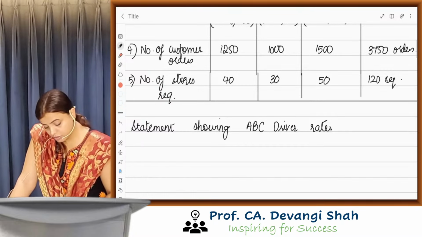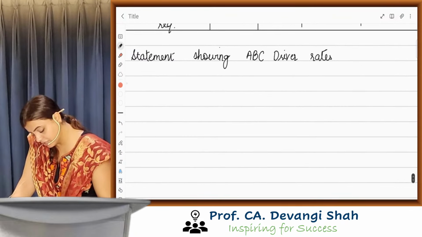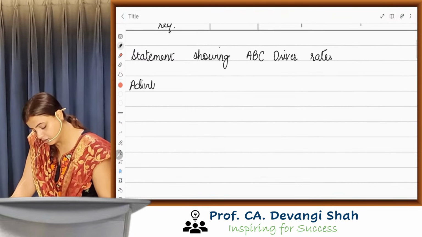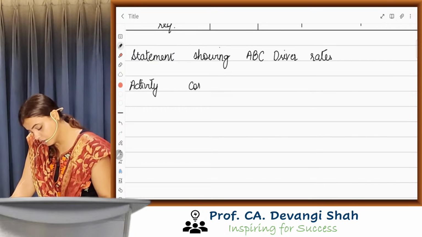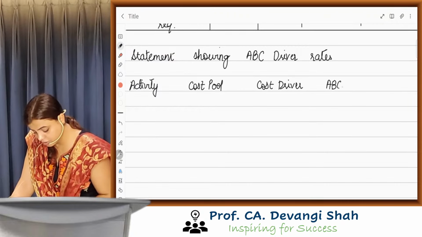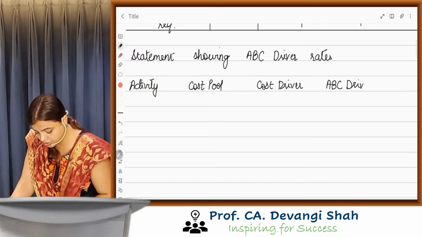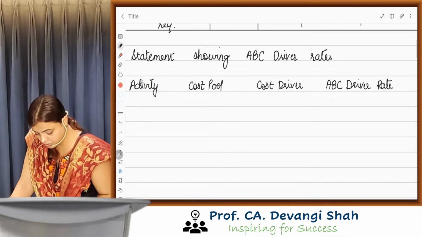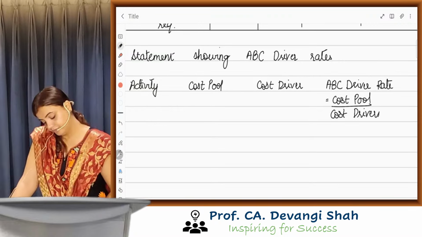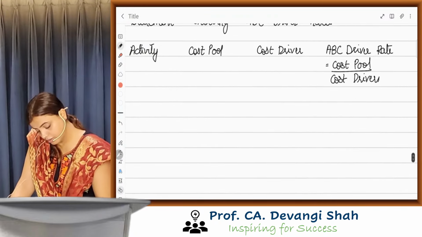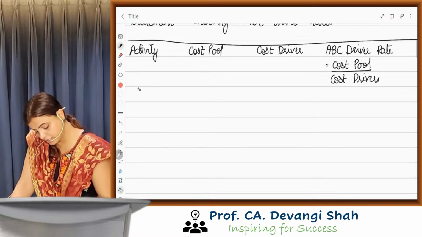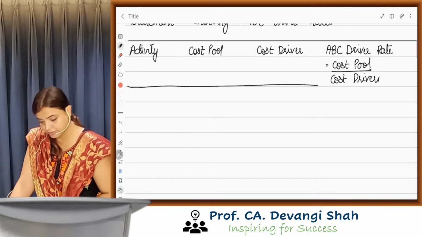Okay, so statement showing activity based cost driver rates. पहले हम लिखेंगे activity का नाम, then its cost, then its cost driver, उसके बाद activity based cost driver rate, which is your total cost divided by cost driver. Once you're ready with the table, we can start calculating the rates.